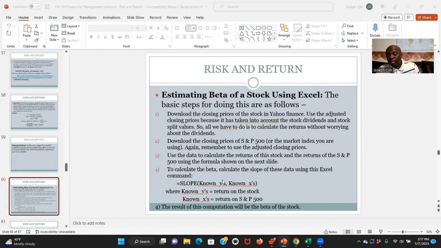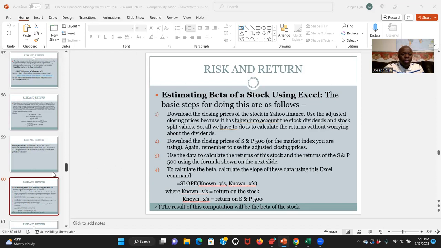Using the slope formula in Excel, which is slope, known y's and known x. In this case, the known y's are the stock, and the known x are the index. In other words, known y's are the return on that stock of interest, and known x are the return on the market index. So that slope, which is the result, gives you the beta of the stock.